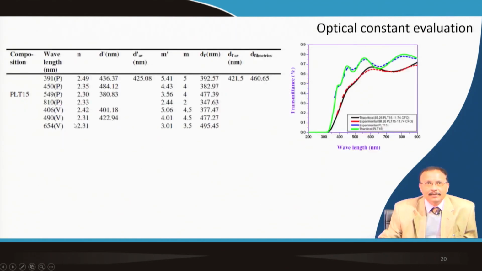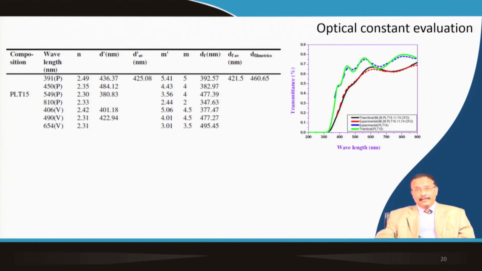This is the example of the calculation of thickness which I was talking about. So, first you calculate the d prime, then you make it an average, then you have the m prime value and nearest integer or half integer you take, and then you calculate the value of d, which is varying little bit. So, you average it out, and this you get around 421.5, and using a commercial equipment which also applies the same principle, we got about 460. So, there is slight mismatch, but still it is close.